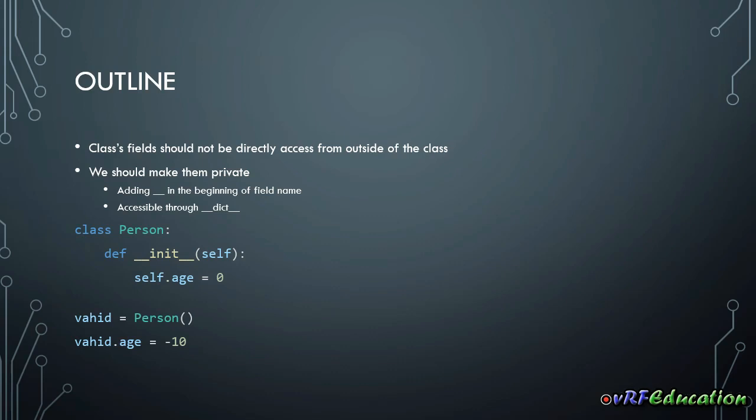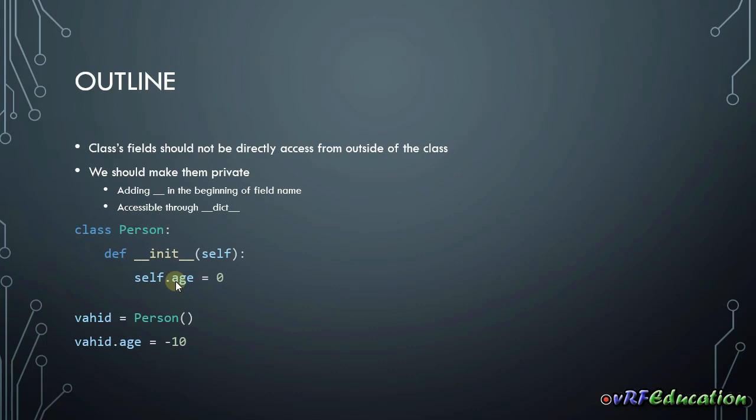So how is it possible? I need to restrict the access to the field from outside the class. In OOP terminology, we can do it by making a field private. In Python, to make a field private, you need to add dunder in front of the field name initialization. So this field is not accessible from outside the class anymore. And if you try to do it, the Python interpreter raises an exception and says this field is not accessible from the outside of the class.